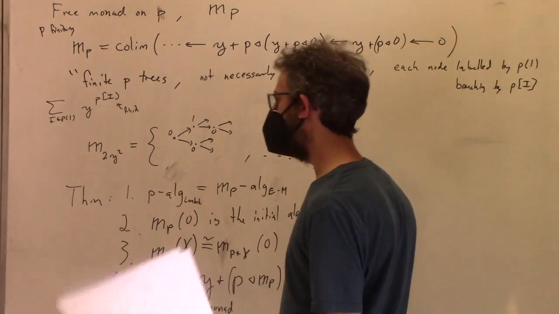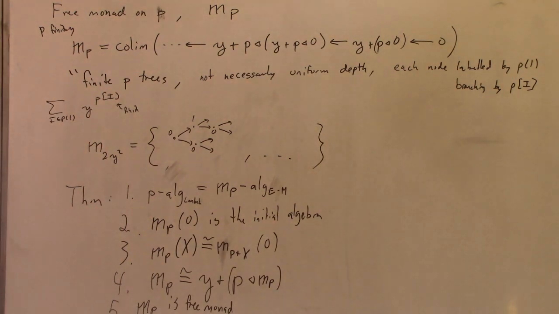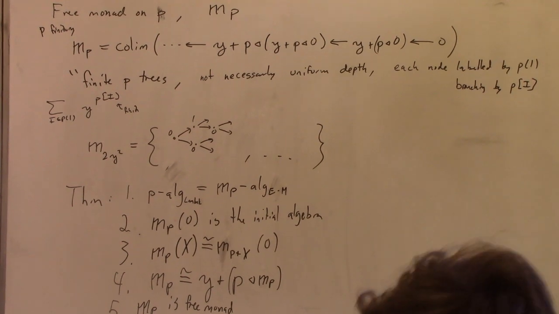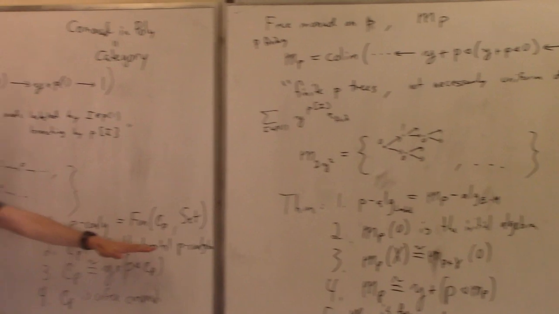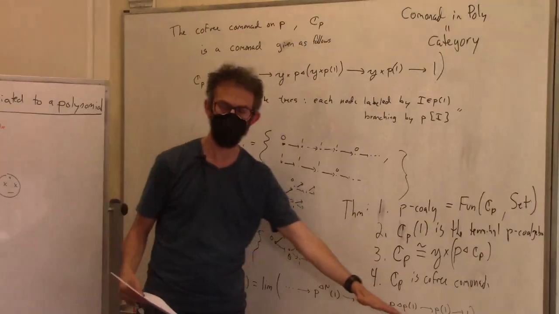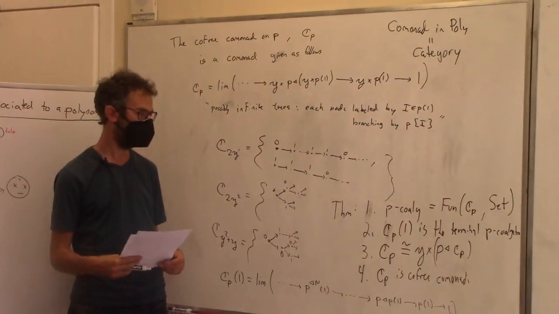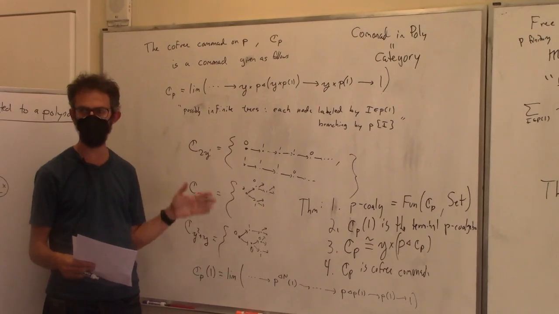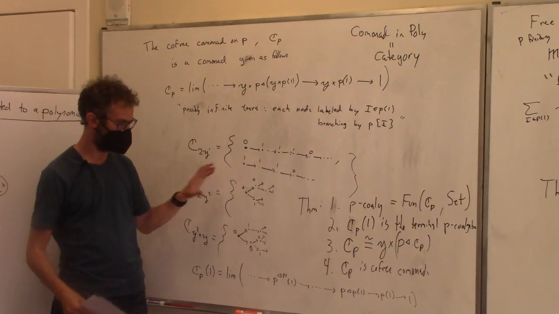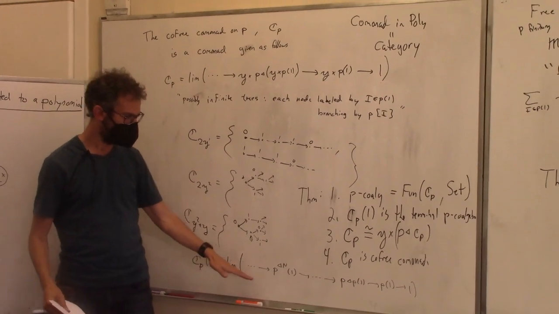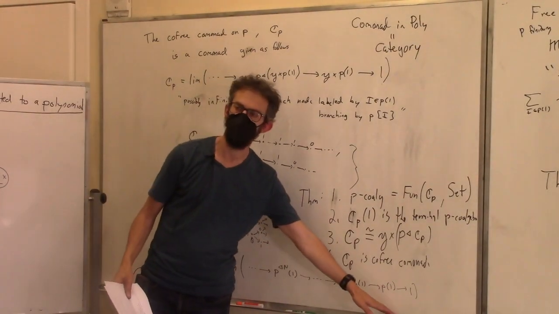I don't have much time to say more because I want to give you time for asking questions. But what I want to say is this. This is the terminal coalgebra, the P-coalgebra. It's a limit of 1, P of 1, P of P of 1. Its elements are these infinite trees. Now, each one of these is a set.